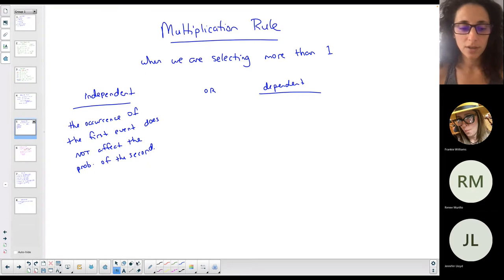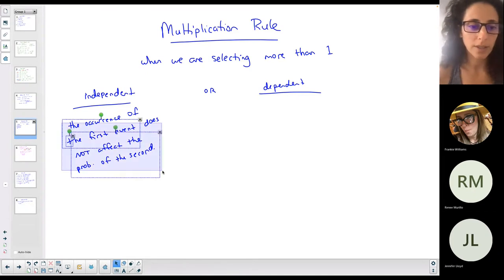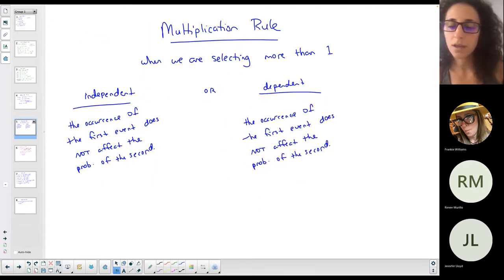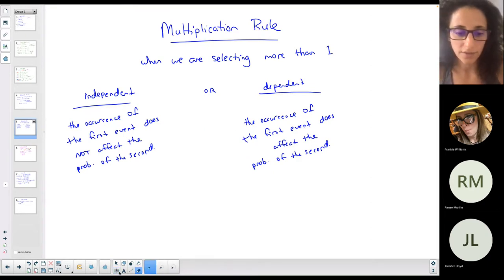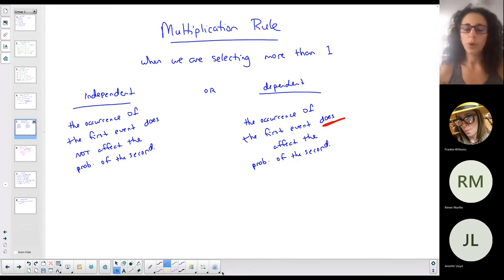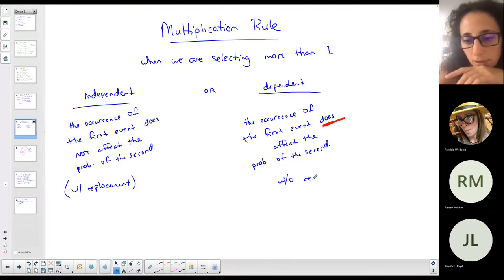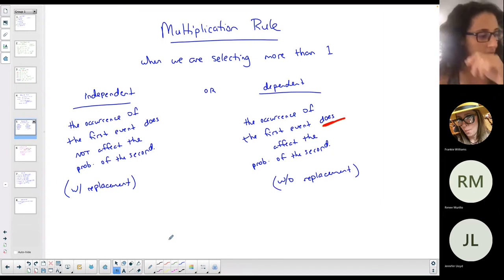And with dependent events, and I'll show you what I mean, the occurrence of the first event does affect the probability of the second. And you might hear with replacement or without replacement. And everybody knows this abbreviation, right? With, without.